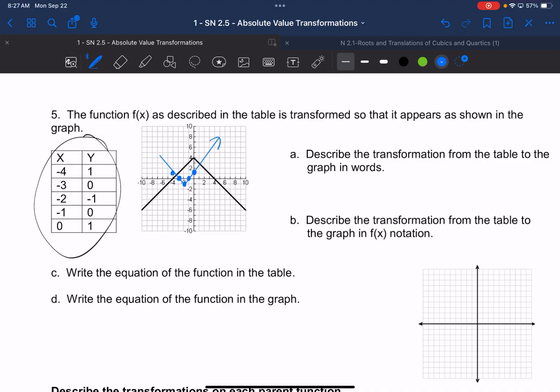All right, so your function looks something like this. They want us to describe what would have had to happen. So what happened to go from the blue to the black? Reflected, yeah, flipped or reflected. Over which axis? Good, okay. So reflects over the x-axis, nice. What else we got?